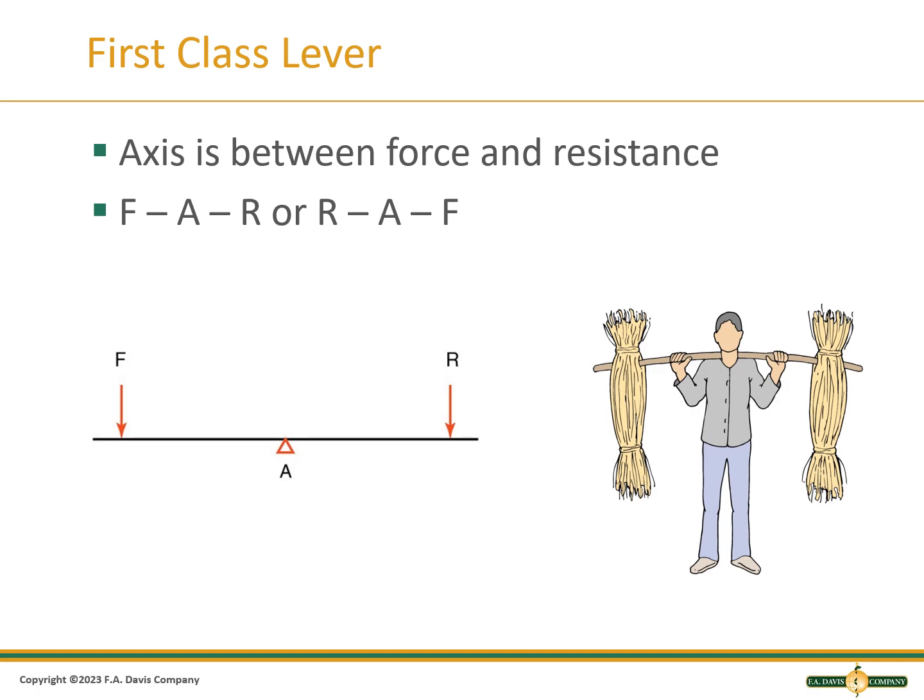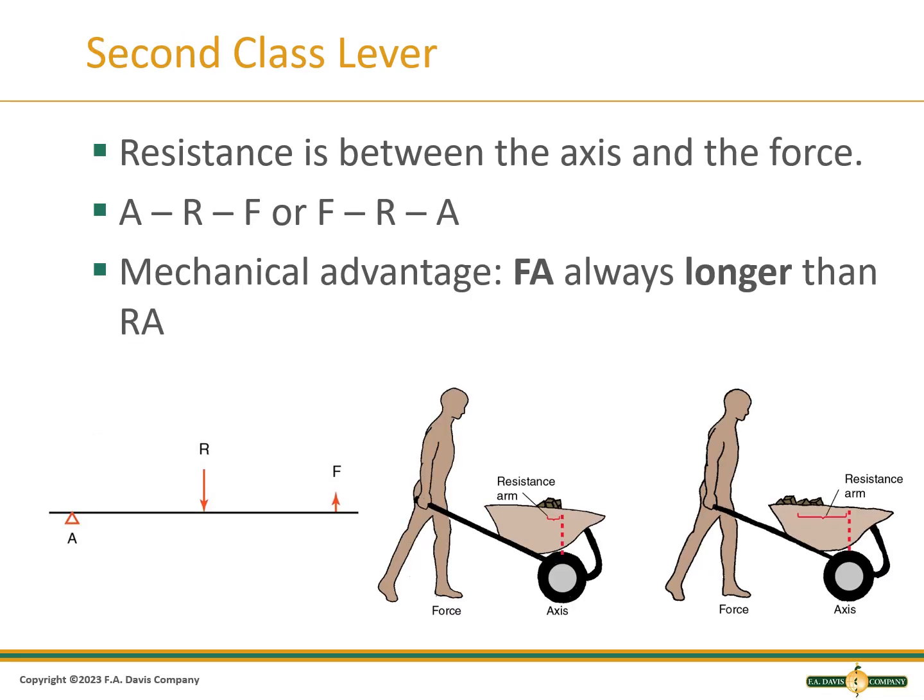Our best example of a first-class lever is a seesaw, but first-class levers are oriented with the axis of rotation in the middle and the force and resistance on opposite sides of the axis. Second-class levers are most commonly imagined with a wheelbarrow, which is not pronounced wheelbarrow, and if you don't believe me, go look in your textbook at how the word is spelled and sound it out.